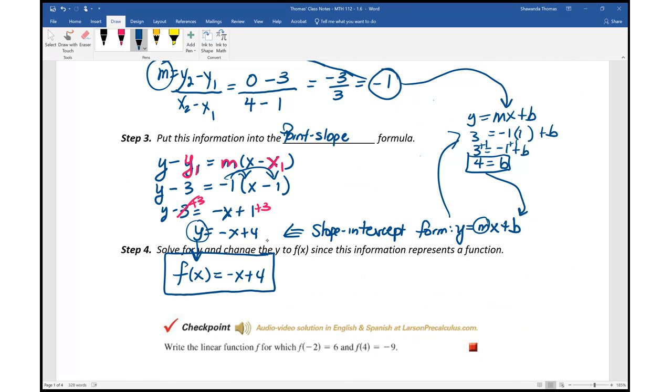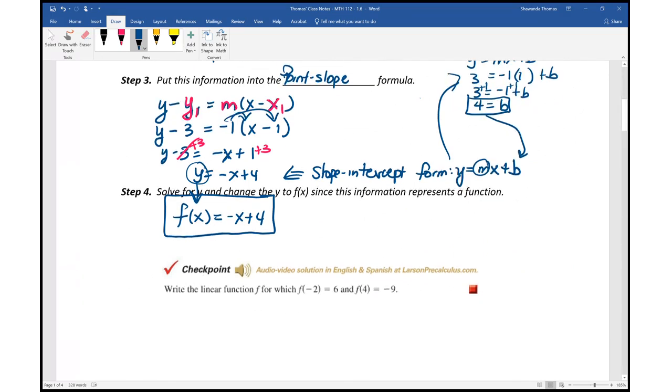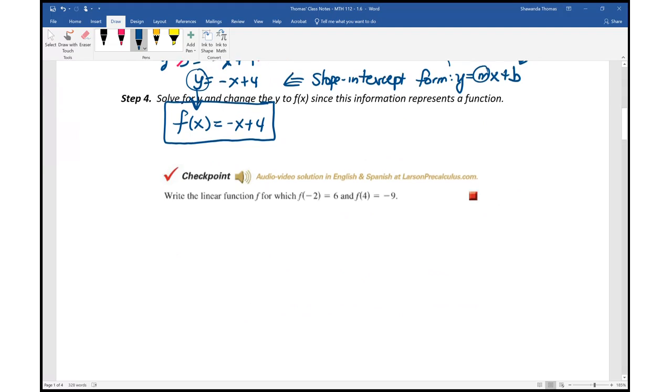All right, now here's your opportunity, now that we're at the checkpoint, for you to pause the video, see if you can mimic what we just did to come up with the answer for the checkpoint. And then you can always play to hear what the answer is. So go ahead and pause, work it out, and then play.